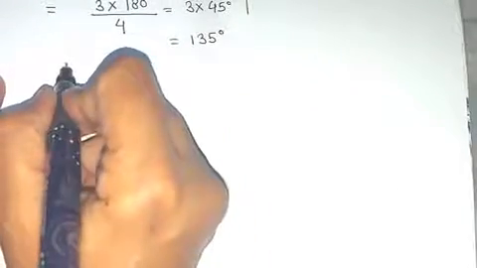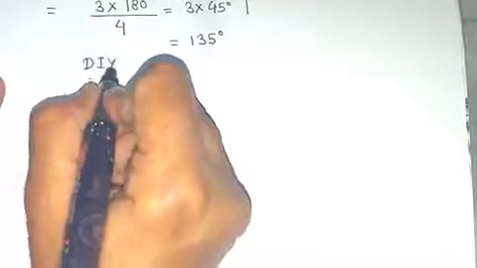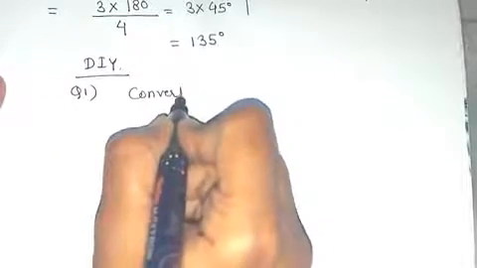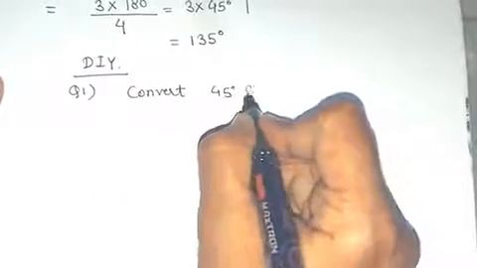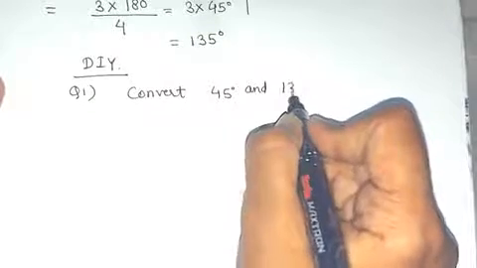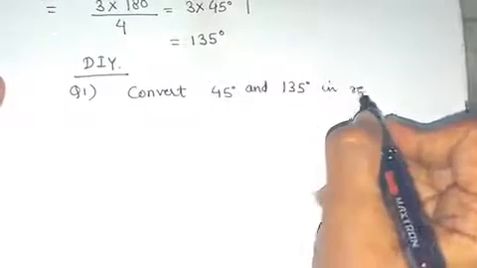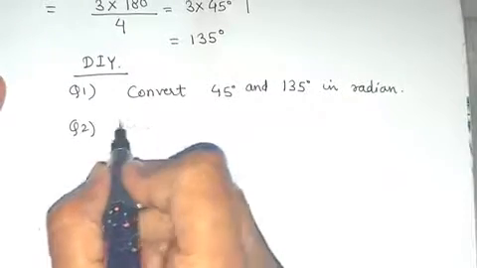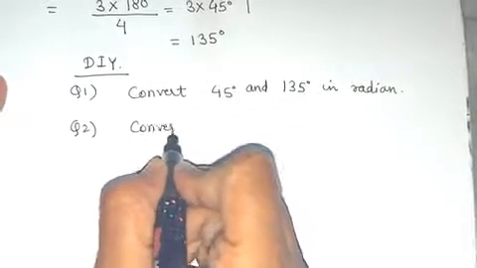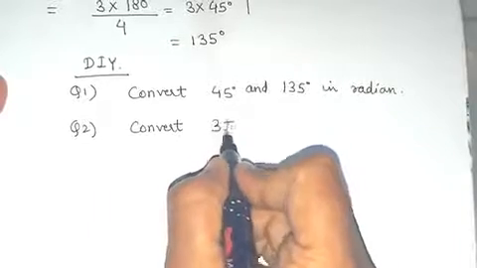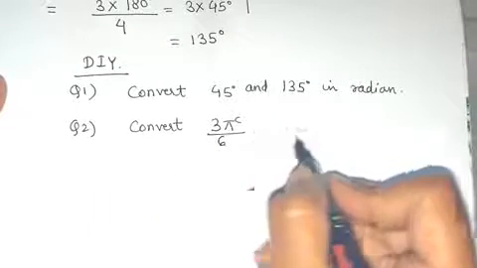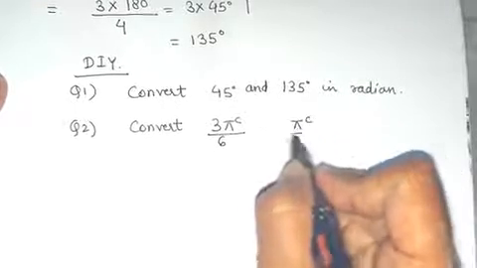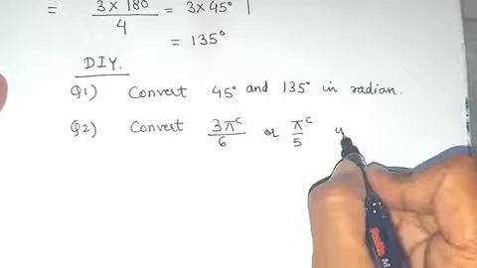Now let's take some questions for you to solve. Convert 45 degree and 135 degree in radian. This is the first question. The second question is, express the following angle in degrees. Convert 3 pi by 6, and next pi by 5 radian, in degrees.